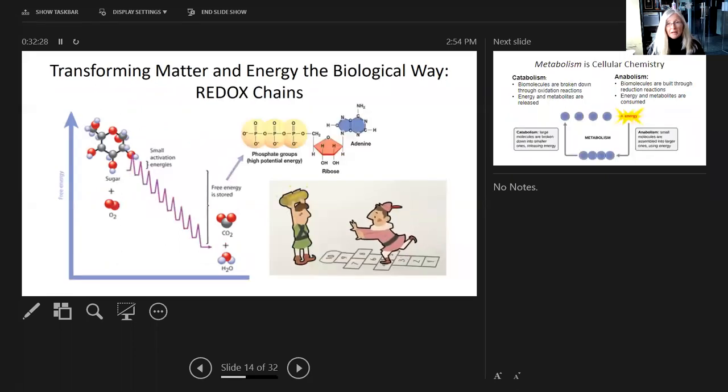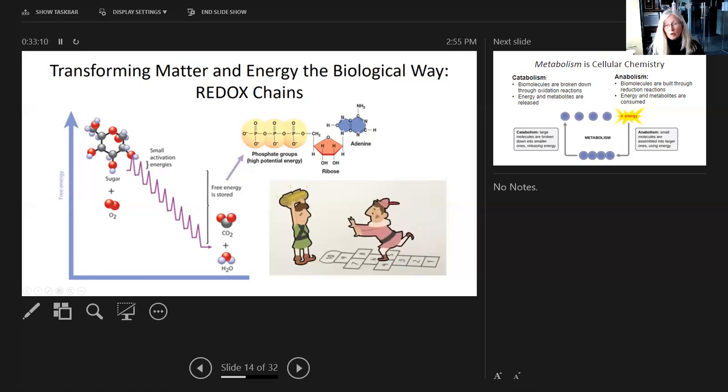But looking at the biological way, as opposed to releasing it all at once and abruptly, what biology does is to release it a little bit at a time. So small activation energies, small releases of energy at several steps. That forms the basis for these chemical steps or pathways. And this is how biology transforms matter and energy, a little bit at a time, kind of like this guy, right? He's just taking it slow, not blowing anything up, trying to get whatever it is that this guy's holding.